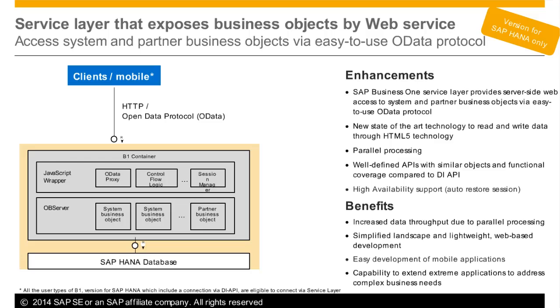SAP Business One Service Layer provides server-side web access to system and partner business objects via the easy-to-use OData protocol. With this new state-of-the-art technology, it's now possible to read and write data through HTML5 technology in websites or external applications.